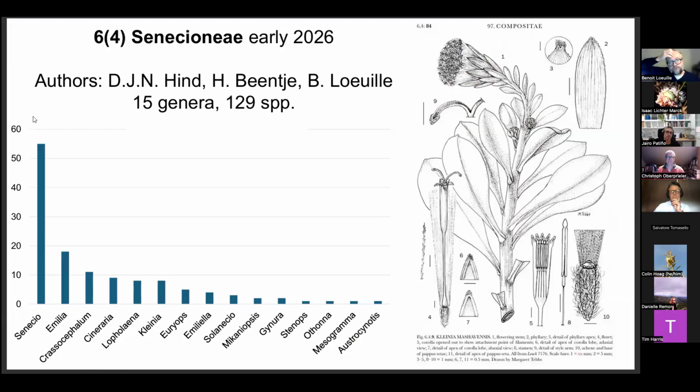The next part to be published, I'm correcting the proof. It will be out in January, February next year. It's the Senecioneae volume. The treatments have been written by Nicholas Hind, Hank Bench, and me. All the diversities in the genus Senecio were written by Hank Bench. And there is also in this volume a new species of Kleinia, Kleinia mashonensis, known only from two collections from Zimbabwe.